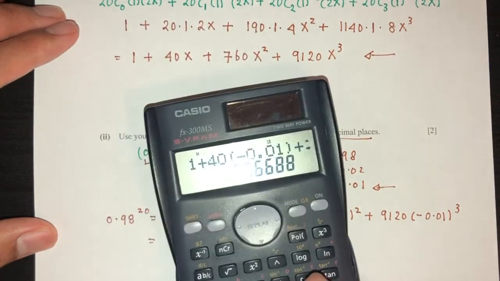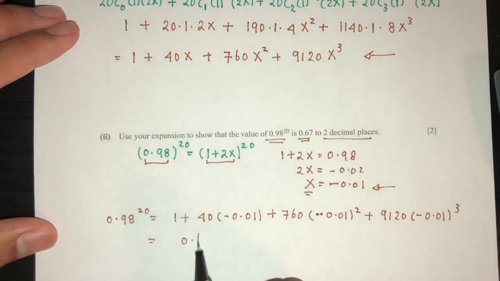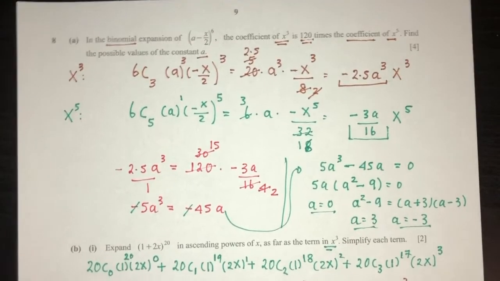That should be 0.66688. So 0.66688, but correct to 2 decimal place, that will be 0.67. This is shown as required. Okay, and that will be your question number 8. Okay, so let's move on to question number 9.